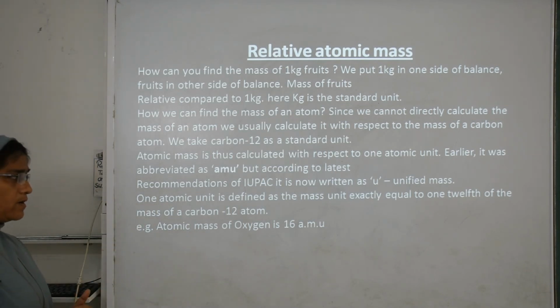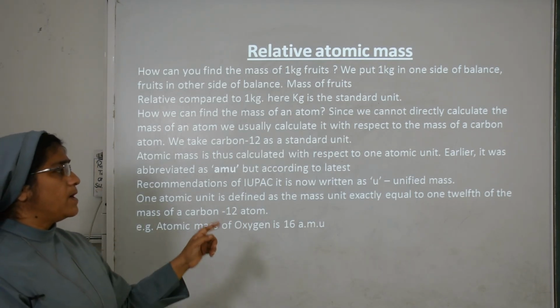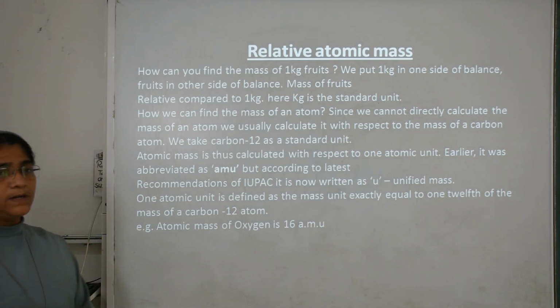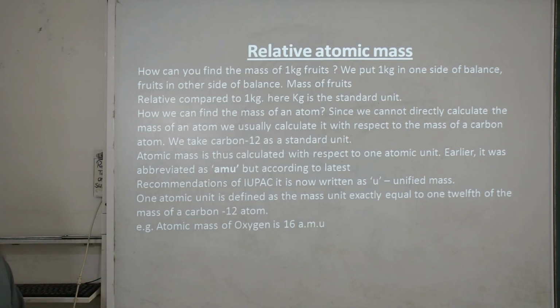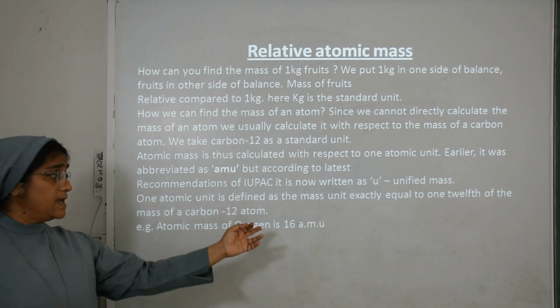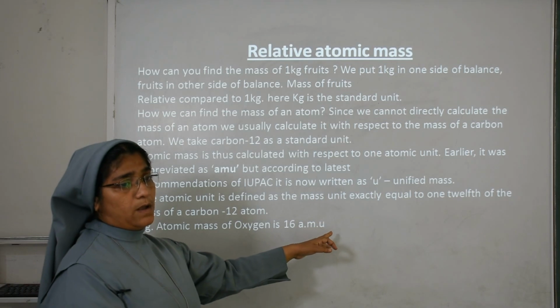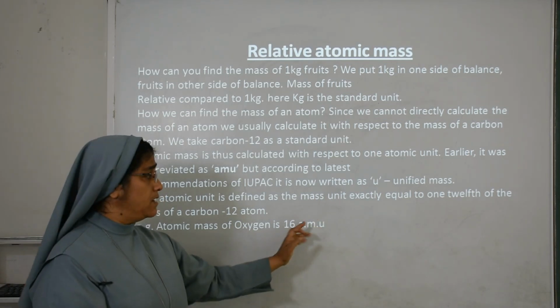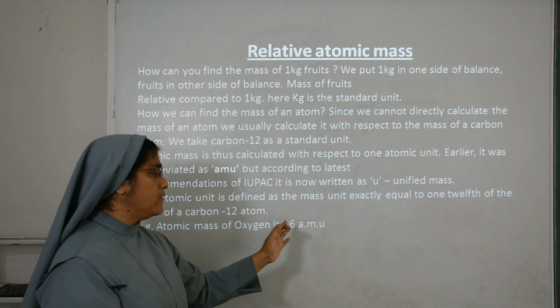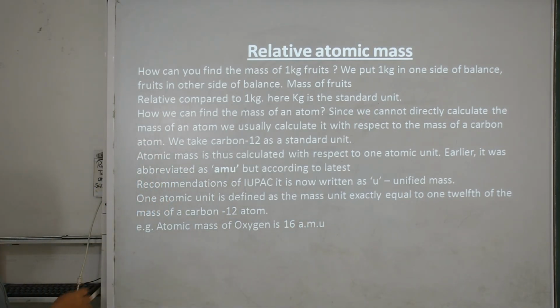One atomic unit is defined as the mass unit exactly equal to 1/12 of the mass of a carbon 12 atom. So one atomic unit means the mass unit exactly equal to 1/12 of the mass of a carbon 12 atom. For example, we can say the atomic mass of oxygen is 16 AMU, but now we are using 16 U instead of AMU. Earlier we used AMU, now we are using U.